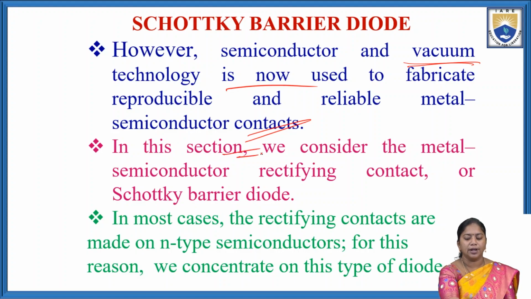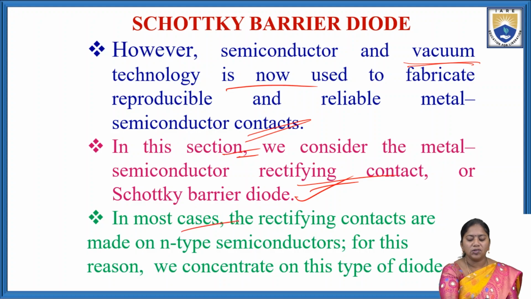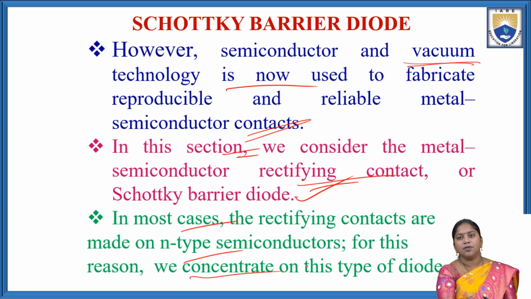In this section, we consider the metal semiconductor rectifying contacts, or the Schottky barrier diodes, in detail. In most cases, the rectifying contacts are made with N-type semiconductors. For this reason, we concentrate on this type of diode.